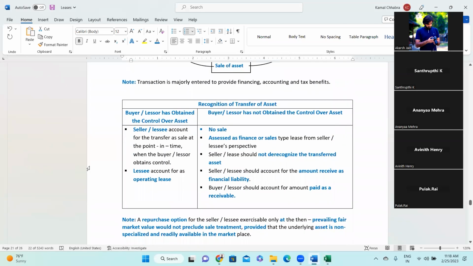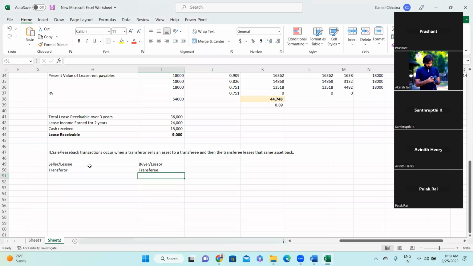Buyer or lessor has not obtained the control. Buyer or lessor has obtained the control. So the seller or lessee accounts for the transfer as a sale at the point in time when the buyer obtained the control. So here the asset is being transferred. Here the asset has been transferred.